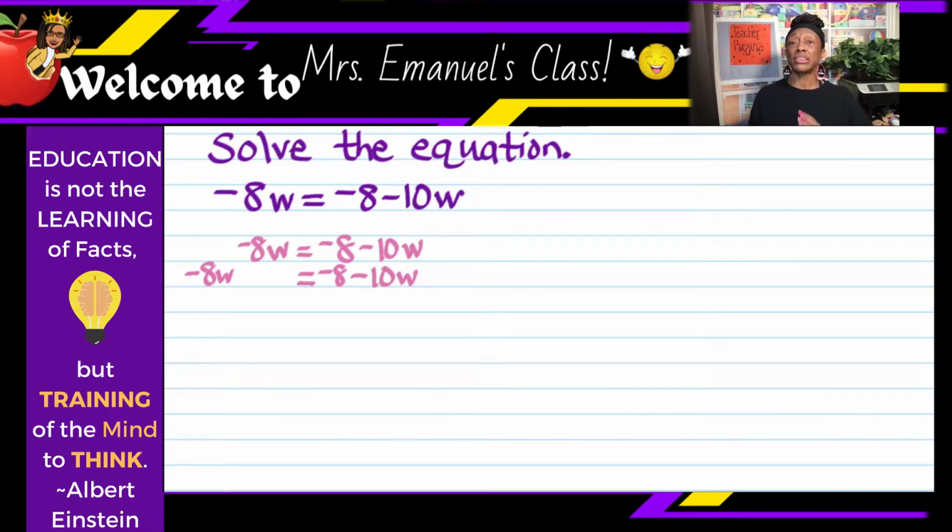Therefore, I need to get the variable term on one side of the equal sign and get the constant on the opposite side of the equal sign. Okay? So what I'm going to do first is get rid of that subtract 10w that's on the right-hand side, because that negative 8w is on the left-hand side of the equal sign alone. So let's gather the w terms on the left-hand side of the equal sign. So add 10w to both sides.